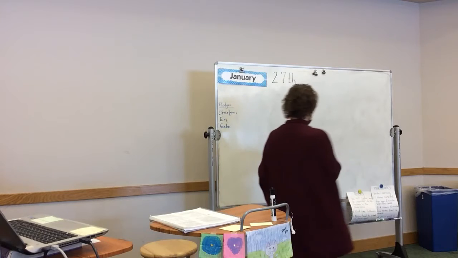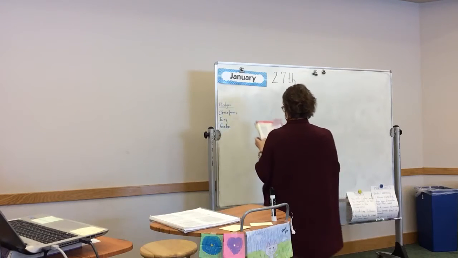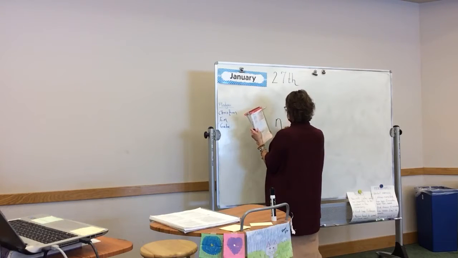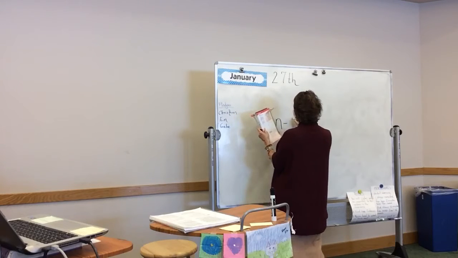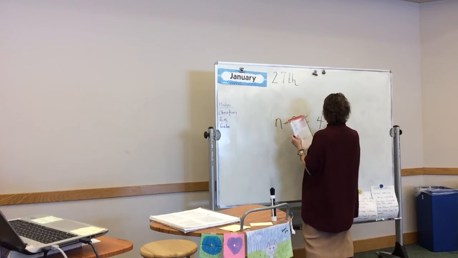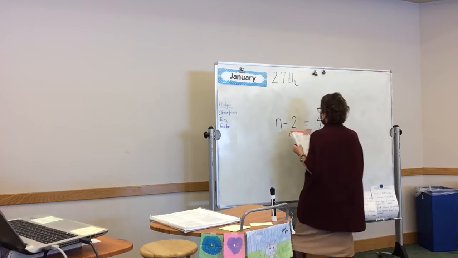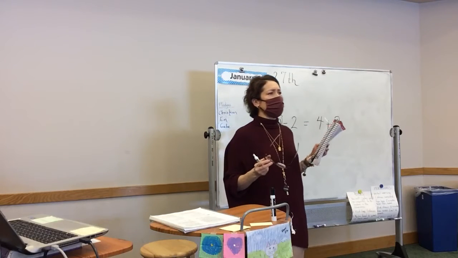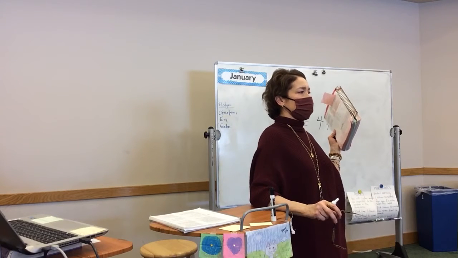All right, so glasses on. All right, let's work on 2A. So we have N minus 2. And then we have the equal. And then we have 4 plus 2. All right, what are we going to work on first? Because we don't know what that is. It's a mystery. So what are we going to work on first? What's going to be our first step?